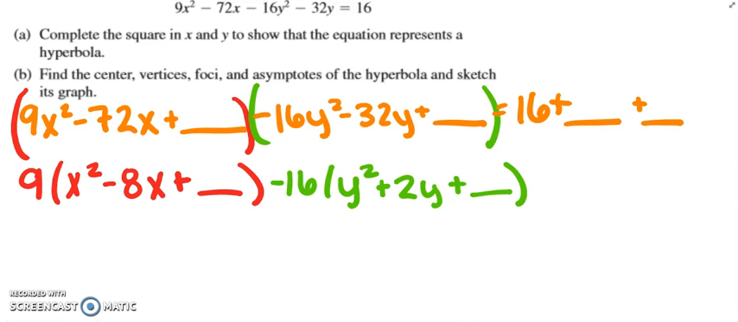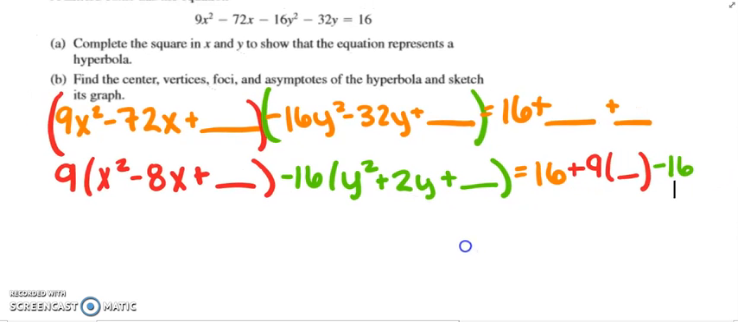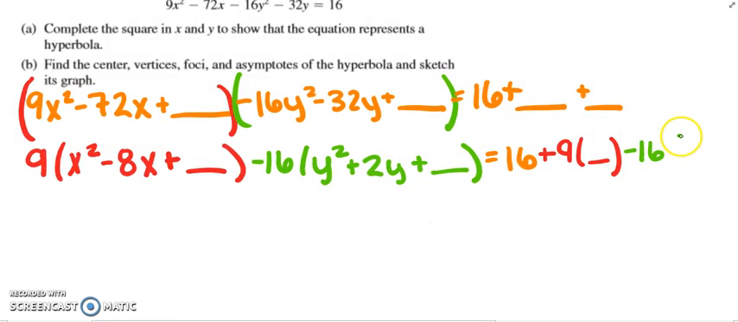Now, right side, we still have the 16. And then remember when you factor something out, you have to multiply by that number. So whatever goes in this blank, I'm going to have to multiply by 9. And then whatever goes in this blank, I need to multiply by a negative 16. Okay, I'll give you a second to copy. Are you with me?